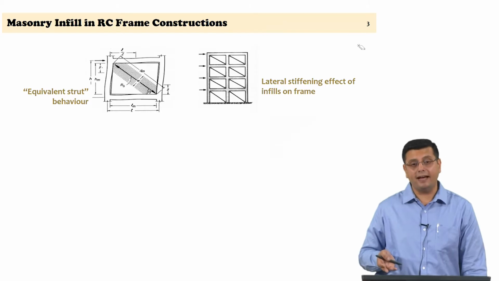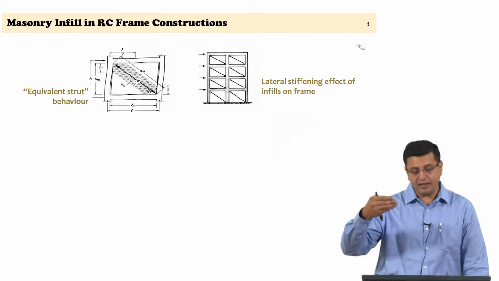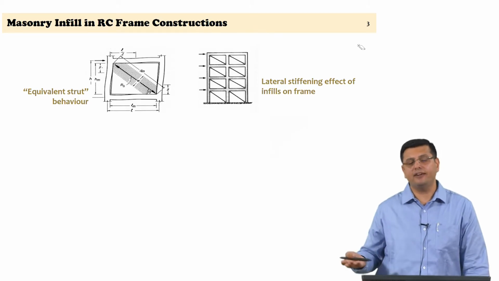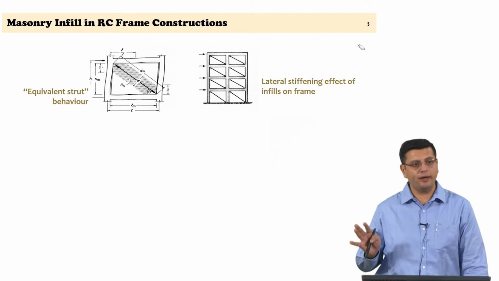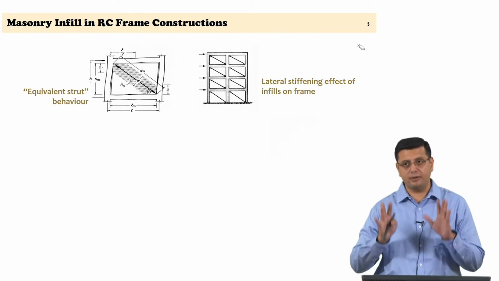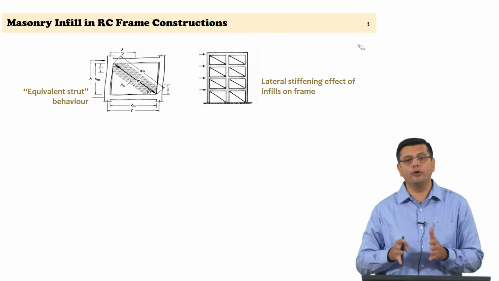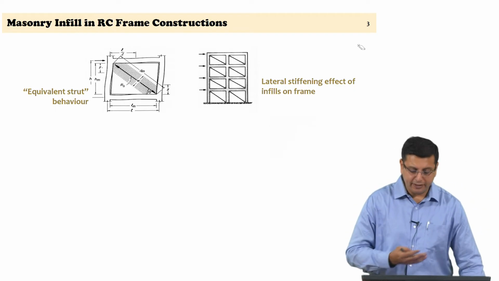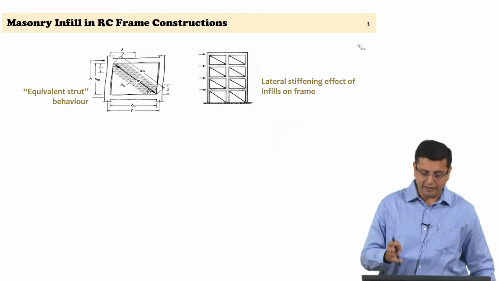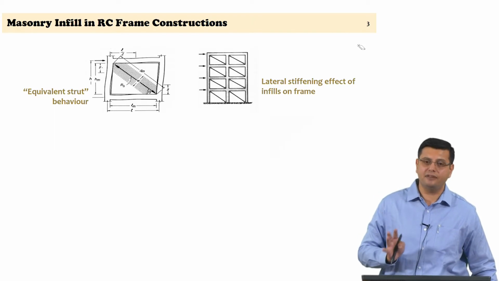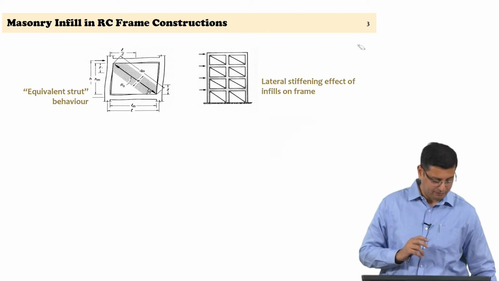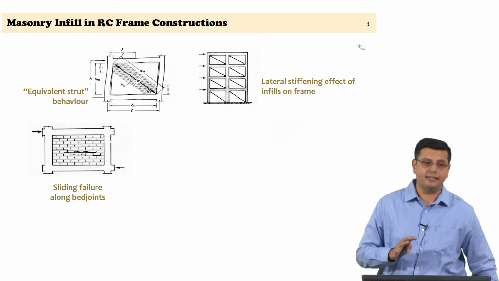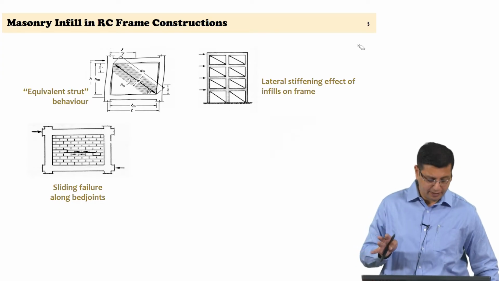So, what basically happens is, if you were to look at every panel with an equivalent strut, it has a stiffening effect on the bare frame. If you were to look at your reinforced concrete moment resisting frame as a bare frame, that bare frame is now going to be stiffened due to the interaction of the masonry panels sitting within these frames and the frame itself. So, there is a lateral stiffening effect that is definitely occurring. What about the panel itself? The panel itself, as I said, can have different damage limit states.